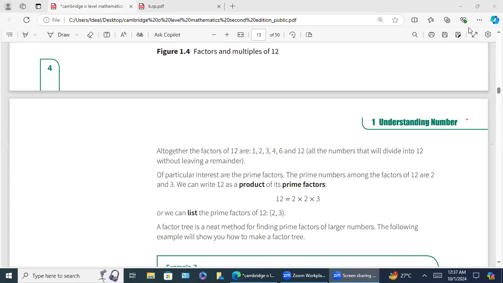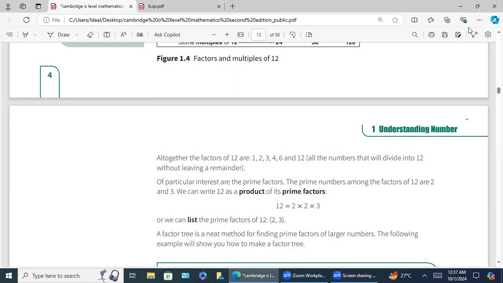Dear student, another paragraph about the product. So, what is meant by product? 2, 2, and 3. These numbers are multiplied with each other. This is the actual product. When we multiply the factors with each other, the result will be the original number, and that process is done by the product, or we can say simply multiplication.